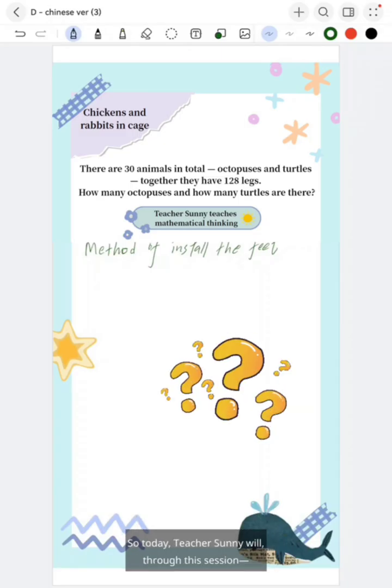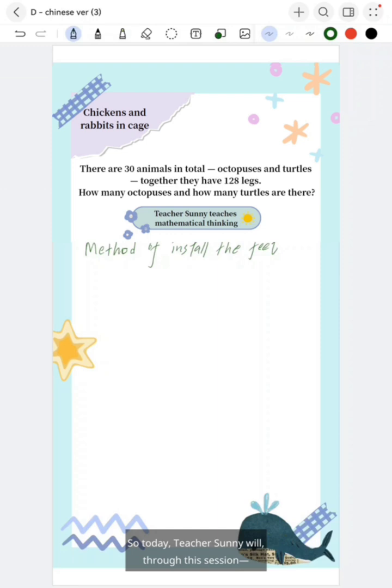So today, through this session, through these questions, step by step, I will explain more about the underlying logic of mathematical thinking in this area. First, let's look at a question. This is a truly classic flexible thinking problem involving an octopus and a turtle. There are 30 octopuses and turtles in total, and together they have 128 legs. So, how many octopuses and how many turtles are there?